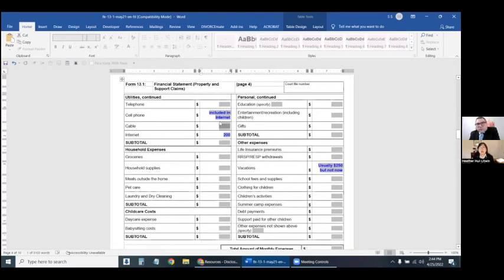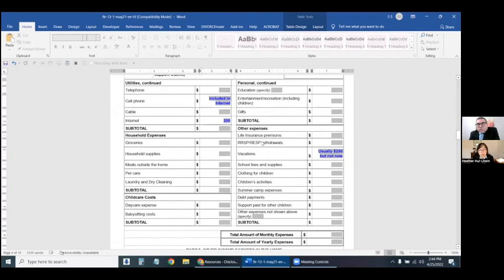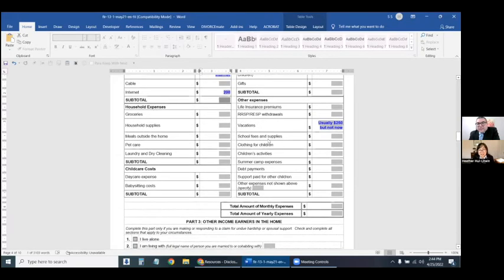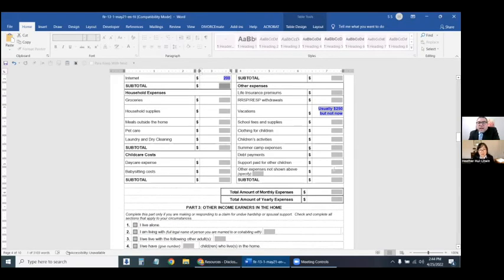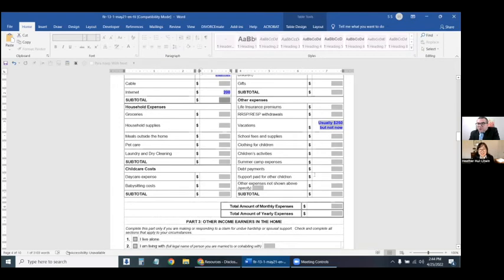Now, most people try to avoid putting them into the money side of it. If it was possible to put comments over here next to the word cell phone, that would be preferable. This form, the government form that we've been using, does not allow you to do that. So if you're going to do the math anyway, it doesn't really matter. So that's a common issue.